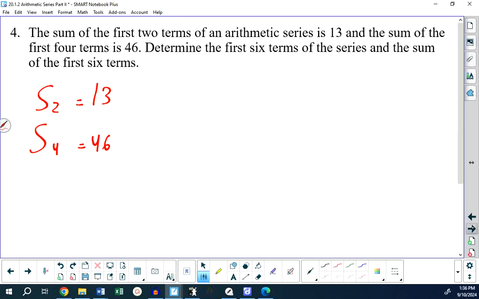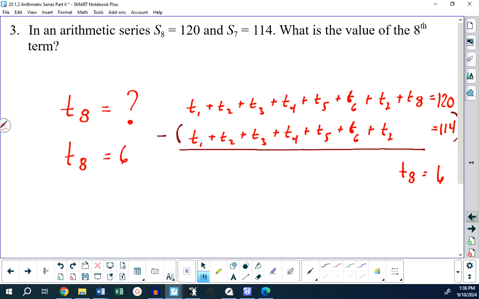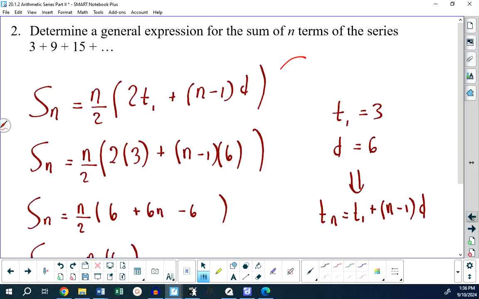Now, there are a lot of ways you can approach this question. You could plug into this formula, what were the numbers? 13. You could put 2 for n and 13 for Sn and get a formula with T1 and D, and then repeat the process with 4 and 46 and get a second equation. But it's difficult. So let's look at a different strategy.